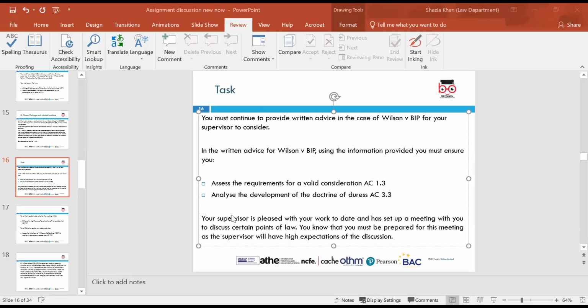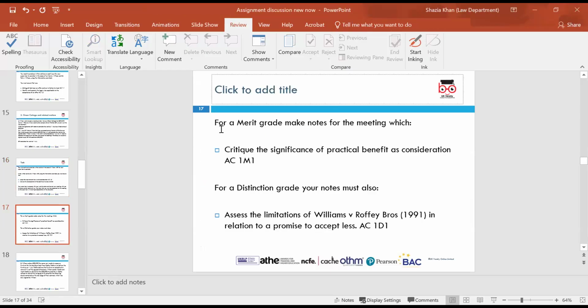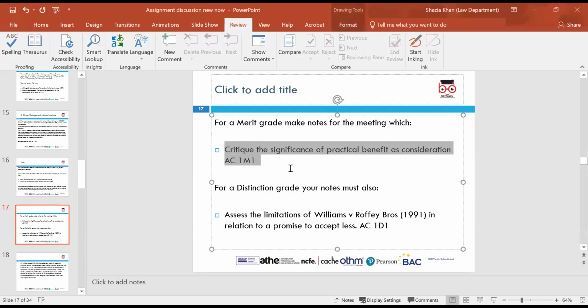So could you understand what you have to do for that task for the pass criteria? Yes, I do. Okay, so then when we go on to the next one, that's for the merit criteria. Here you need to critique the significance of practical benefit as consideration, and that's looking at AC1 M1. And here you will look at the practical benefit, and you would look at the element of Williams and Roffey's case.